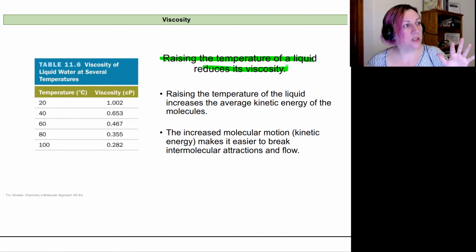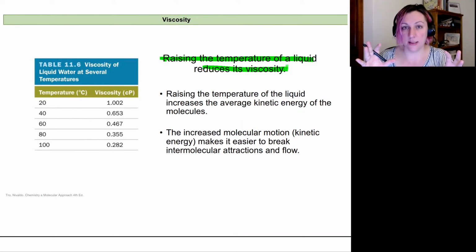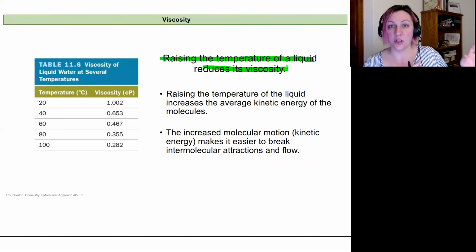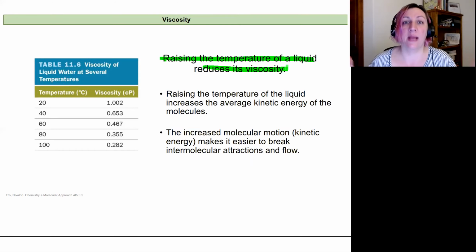So if we were going to do a comparison of viscosity or surface tension between different types of molecules, we would assess their different intermolecular forces and compare those and say which one has more, which one's stronger. But we would also need to make sure that we were comparing these samples at the exact same temperature, because temperature changes would change our observations about surface tension or our observations about viscosity.